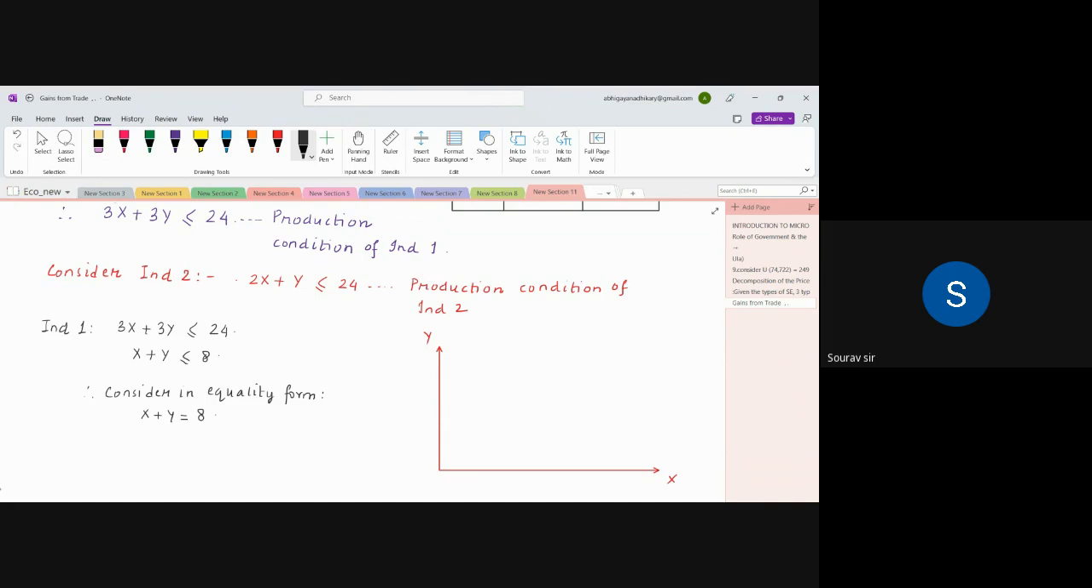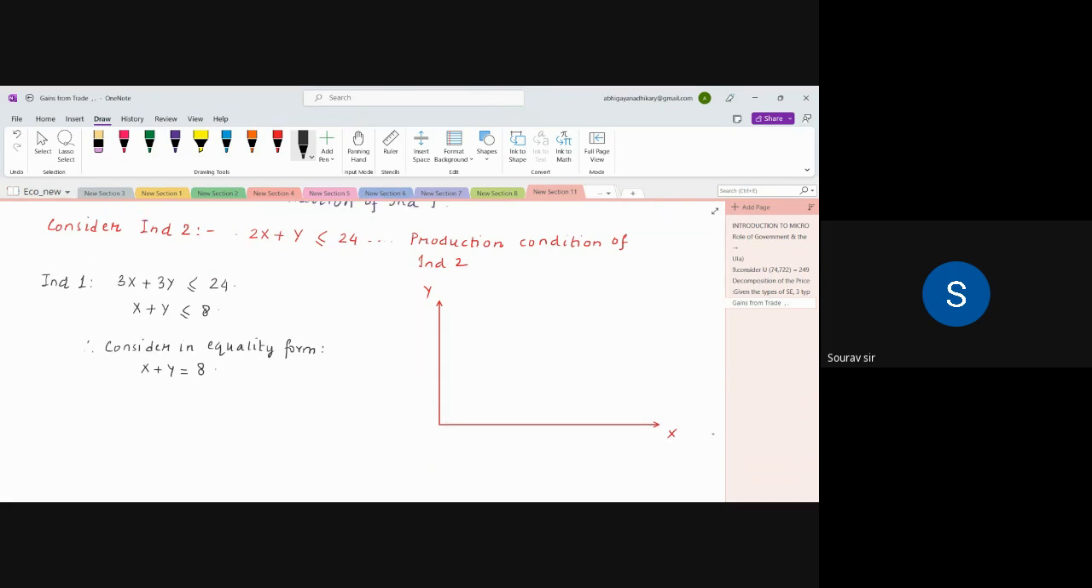Correct. So that means, can anyone tell me with this line, x plus y equals 8, what is my x-intercept? 8 units. And what would be the y-intercept? 8 units. So this will be 8 and 8.